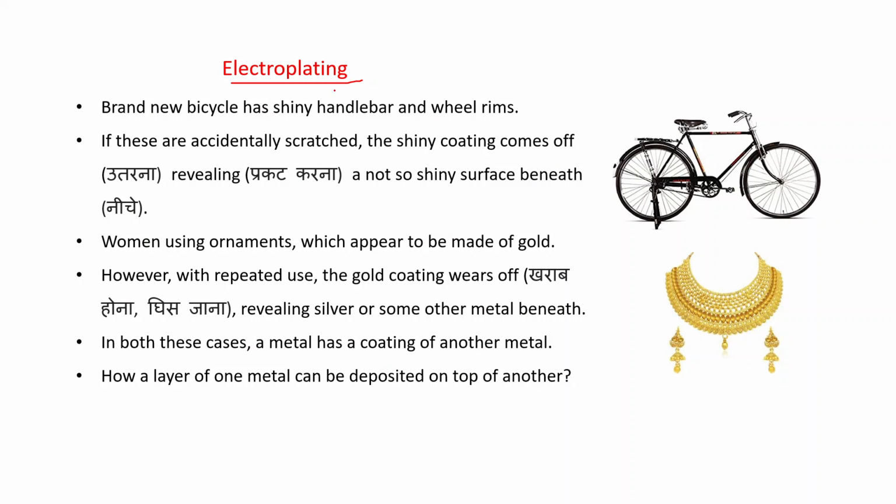Electroplating. Now see, a brand new bicycle has a shiny handlebar and wheel rims. All of you are using a cycle. See, this is the handle, with a shiny appearance, and this is a tire, and this is called the rim. This also has a shiny appearance. If these are accidentally scratched, the shining coating comes off, revealing a not so shiny surface beneath.